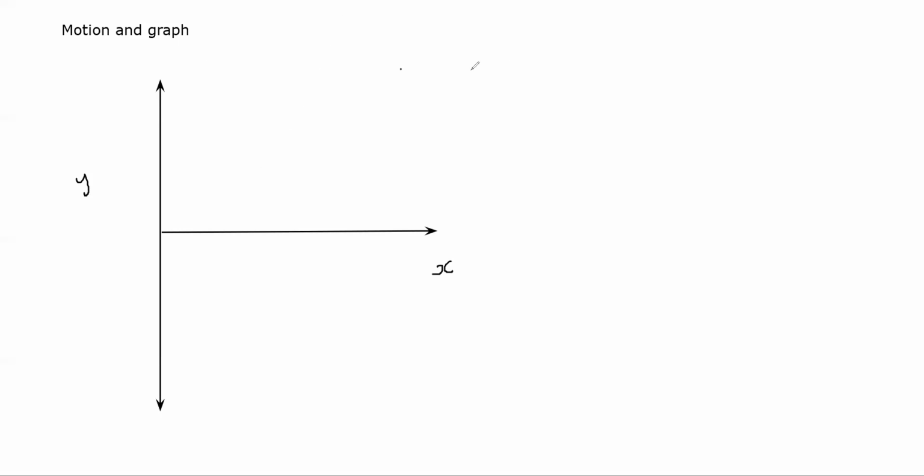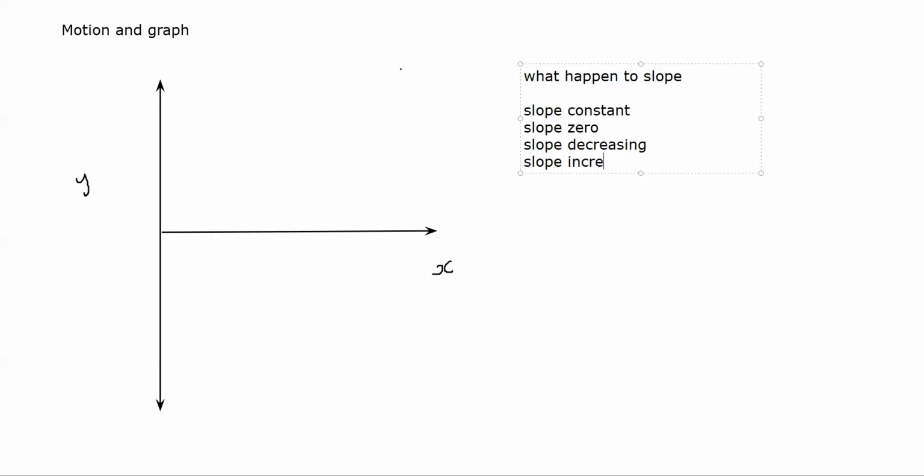The thing which you have to recognize or identify, number one, is what happened to slope. That is one thing. And the second thing, the meaning of what happened to slope. For example, when there's a graph, the slope might be constant, the slope might be zero, slope might be decreasing, or it may be increasing. These are the things which can happen to the slope.